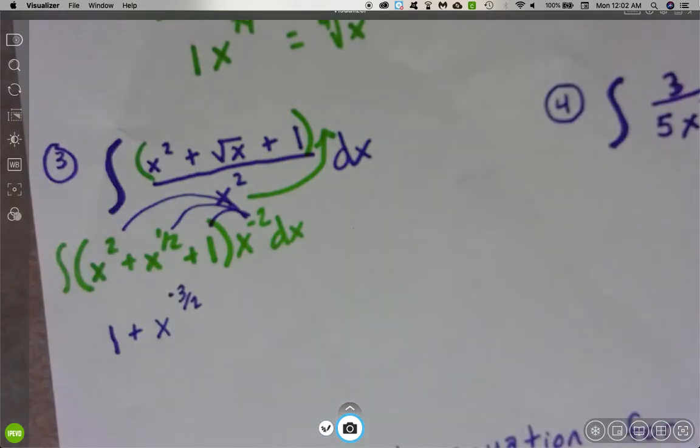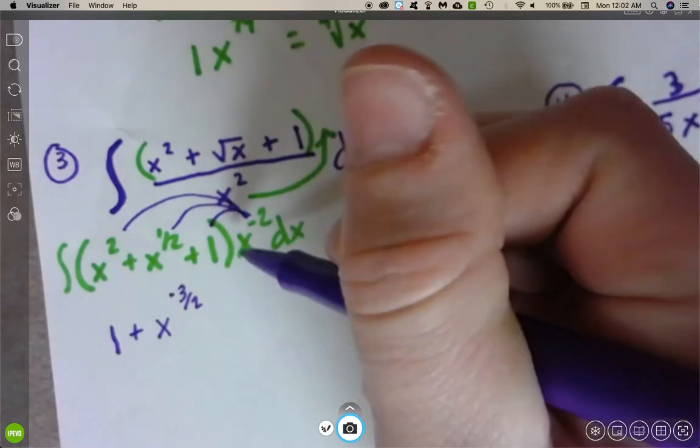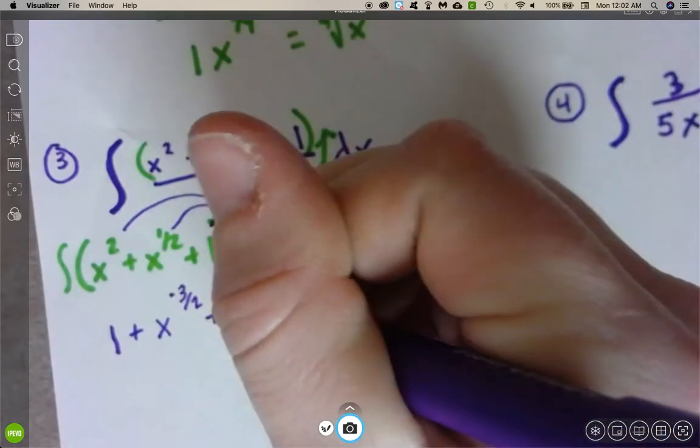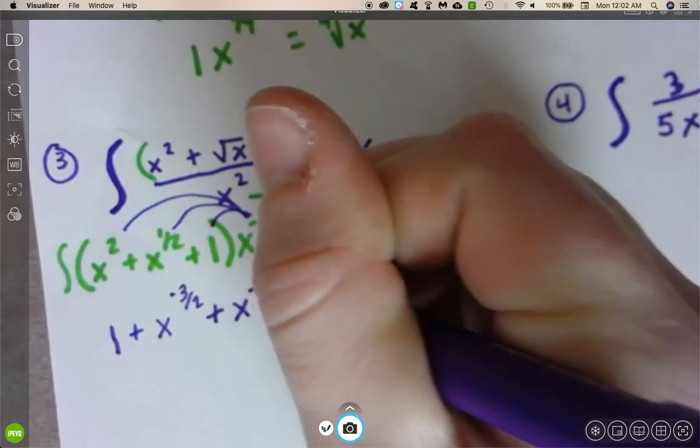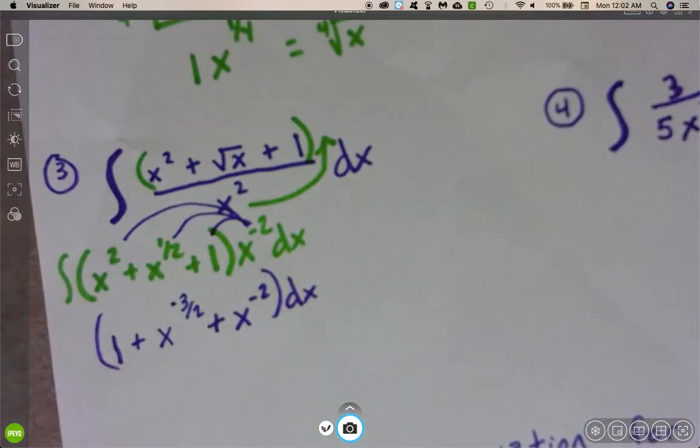So that's kind of ugly business, I guess. And then 1 times x to the negative 2 power would be just x to the negative 2 power. So now it is ready to take the antiderivative. Oh yeah, how ugly is that?